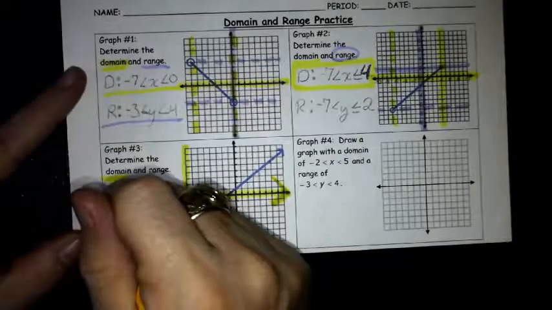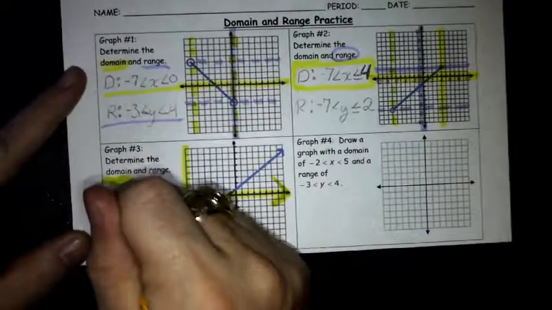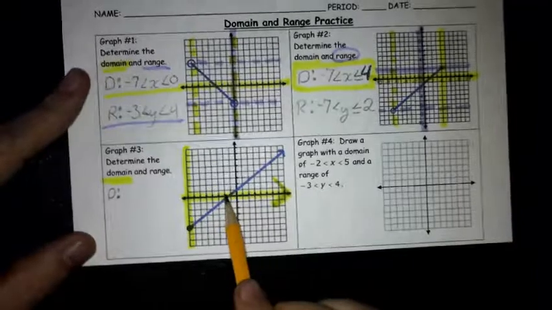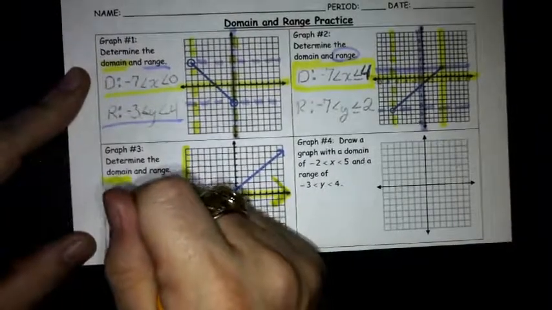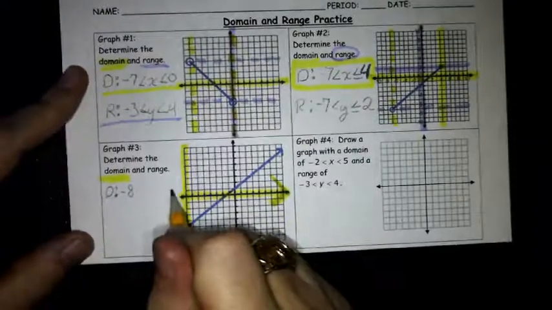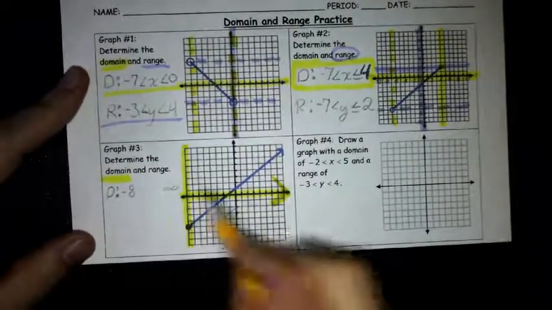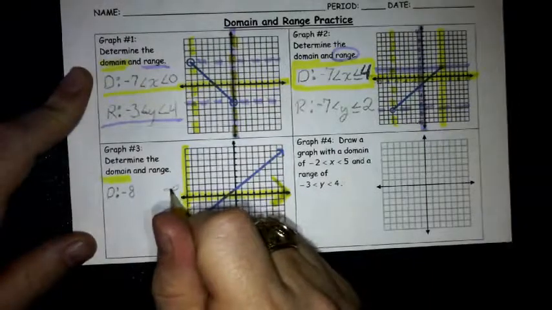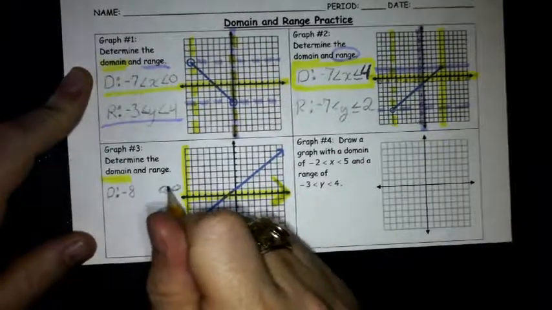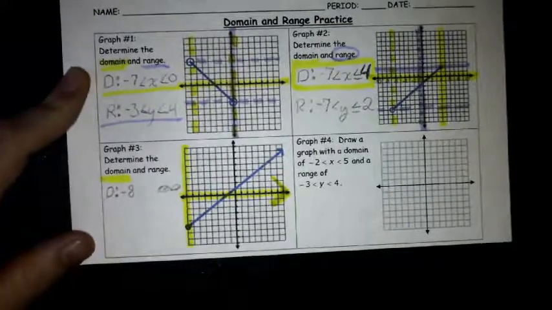So my domain goes from 1, 2, 3, 4, 5, 6, 7, 8. That would be negative 8. And it keeps going forever. That means it goes to infinity. A sideways 8 is the symbol for infinity.